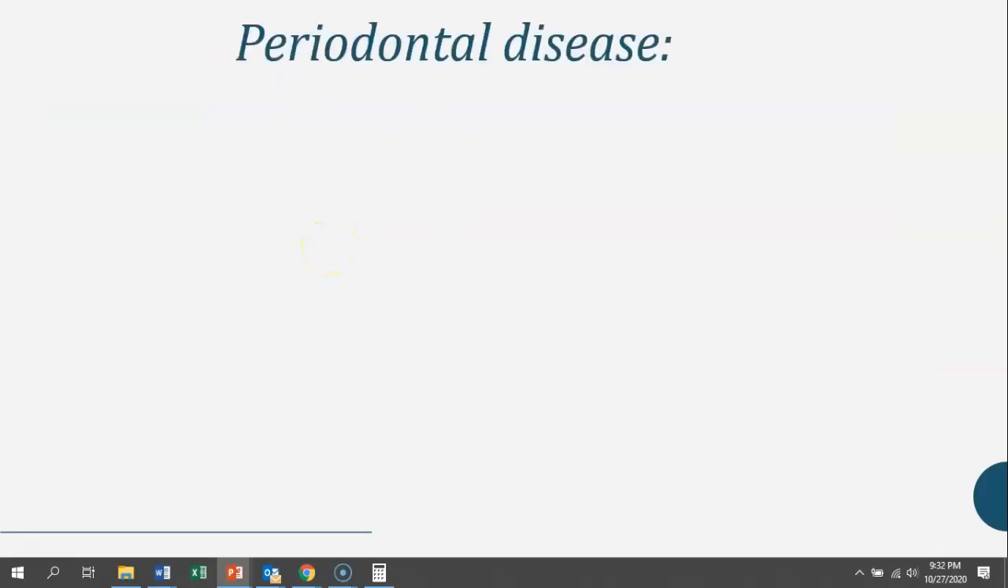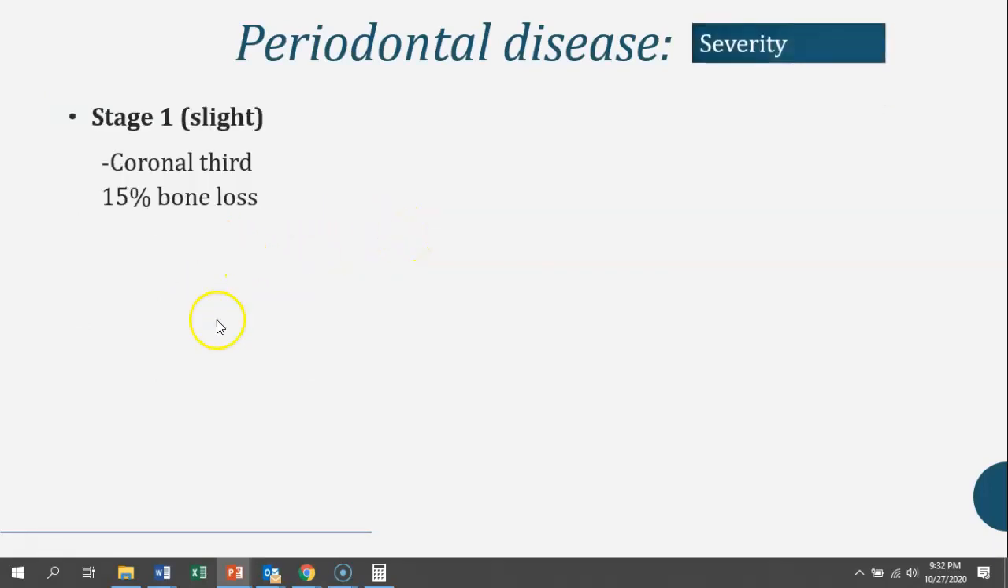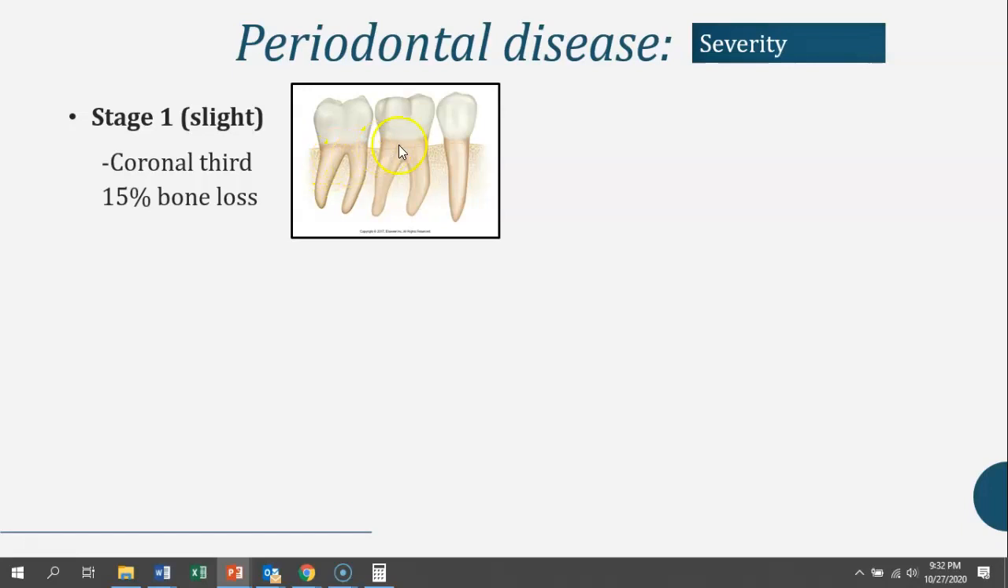Okay, periodontal disease continued. We're going to talk about severity. So these are some pictures to help get into the details of the staging a little bit more. So stage one, what we used to call slight, coronal third, 15% of bone loss or less. It would look something like this. It's not going to look severe at all. There are other things that go along with that when you do your clinical assessments, like 4-millimeter pockets, some bleeding, things like that, that will help you make your clinical decision.